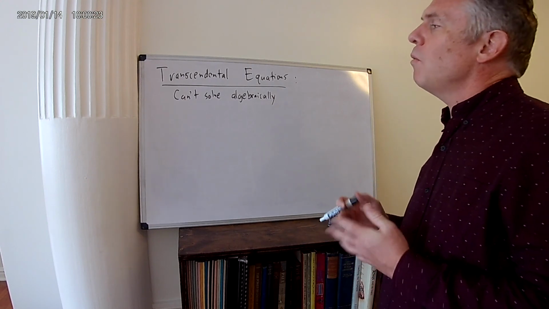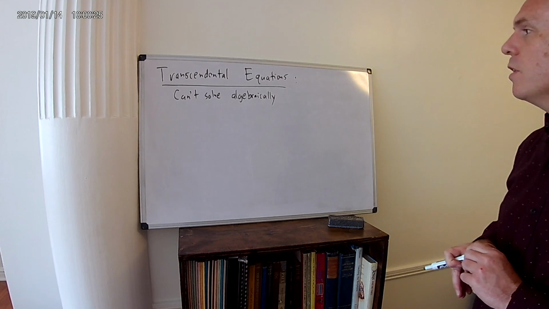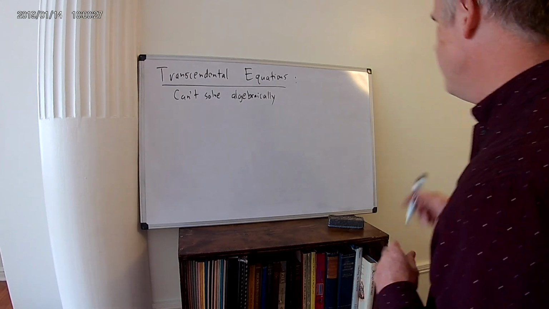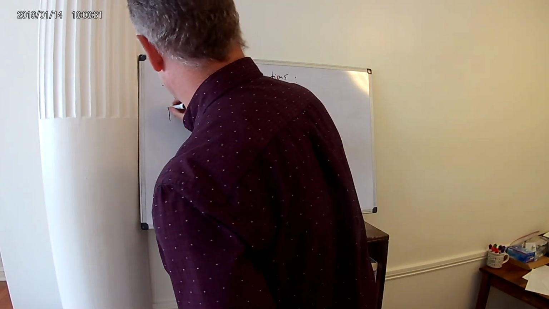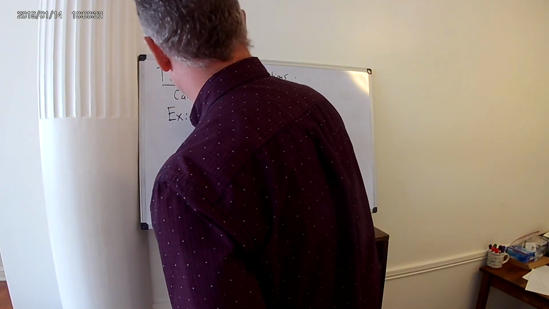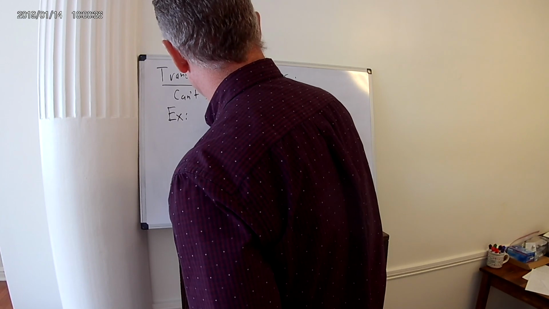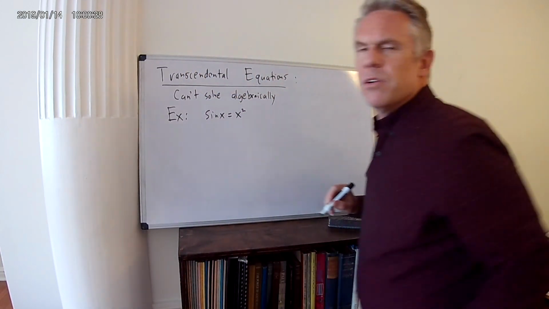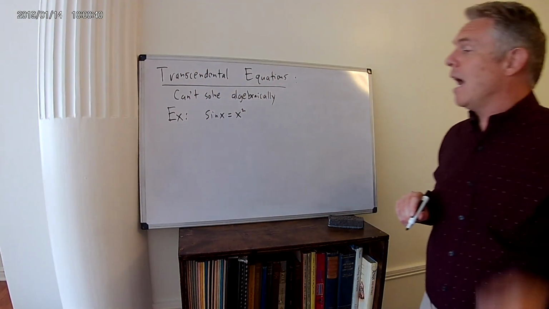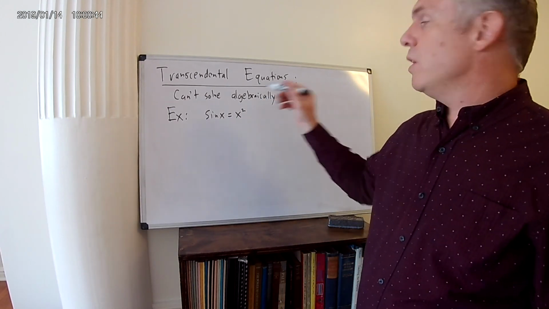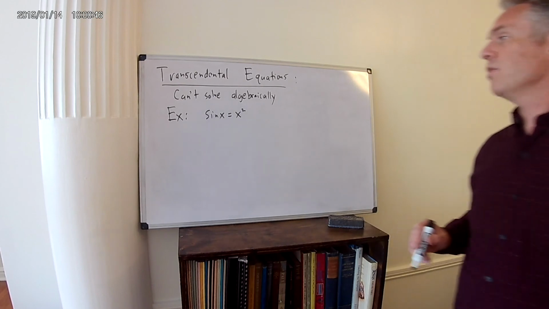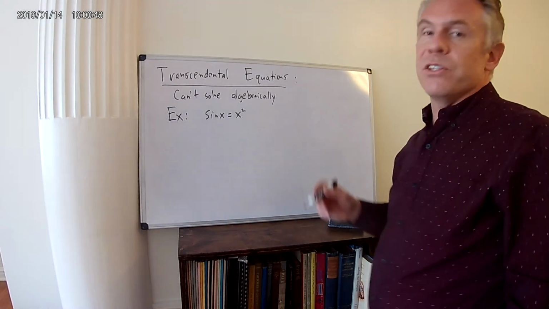So are we stuck? Well, we're not totally stuck. What we actually can do is a clever technique. Let me give you an example of a transcendental equation. Sine of x equals x squared. There's not a technique I know of algebraically. There may be one at a higher level, but I don't know of one that we can use to solve for x here. Sine of x equals x squared. However, we can still find the solutions.